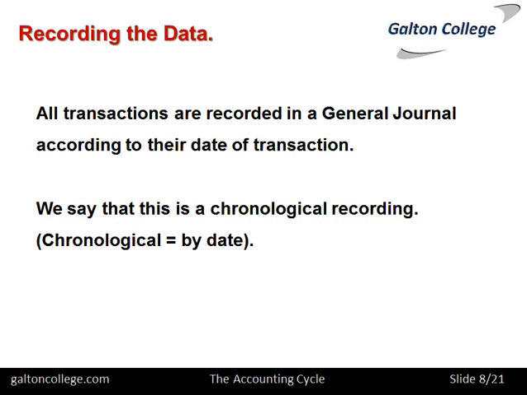But all transactions are recorded in a general journal according to their date of transaction. We say it's a chronological recording done by the day. It's like a diary, really. Each transaction is entered into this general journal.